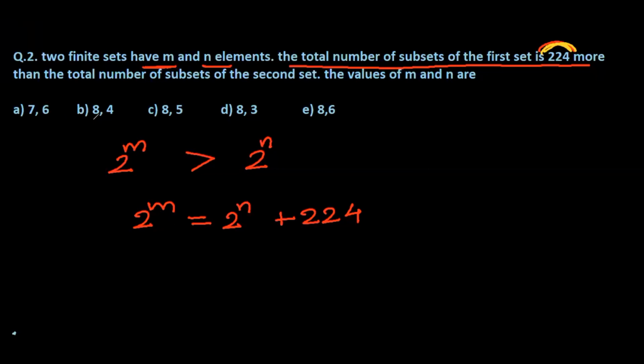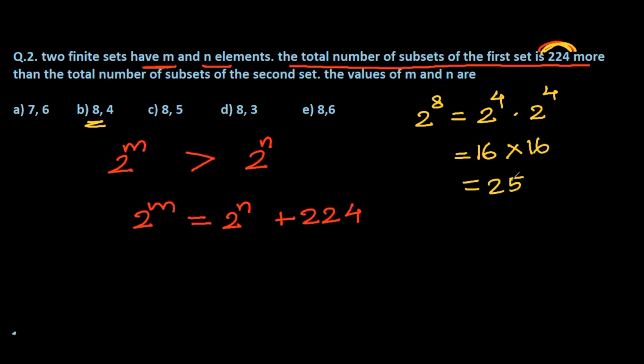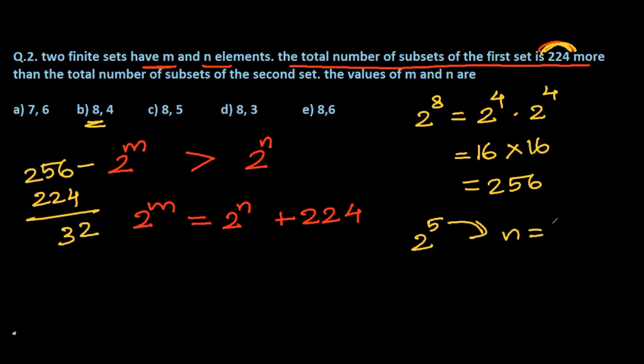Let us check what happens when m is 8. 2 raised to 8 is 2 raised to 4 into 2 raised to 4. We know 2 raised to 4 is 16. So 16 into 16, 256, is 2 raised to 8. Now 256 and the other one, 224. Let us subtract these two. 256 minus 224, we will get 32. We know 32 is 2 raised to 5. That means n is 5. Got it? So C is the answer.